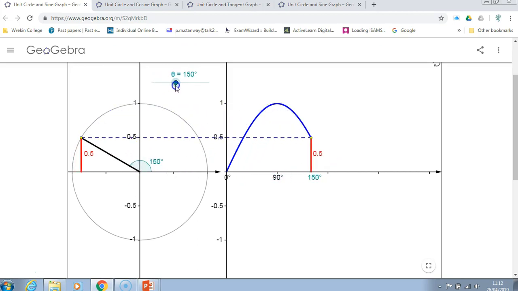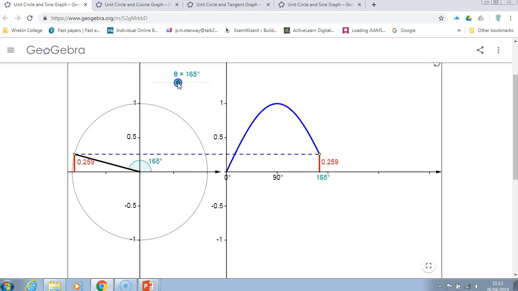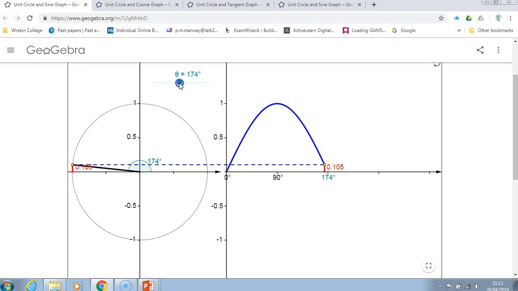Oh, missed it. There you go, 150. So you can see that the curve that's been created is symmetrical. It's starting to come back down again, and as we wind this through to 180, I'll get there in the end. There we go. We're now back down to 0 because the opposite side isn't there anymore. My triangle has effectively just become one line.